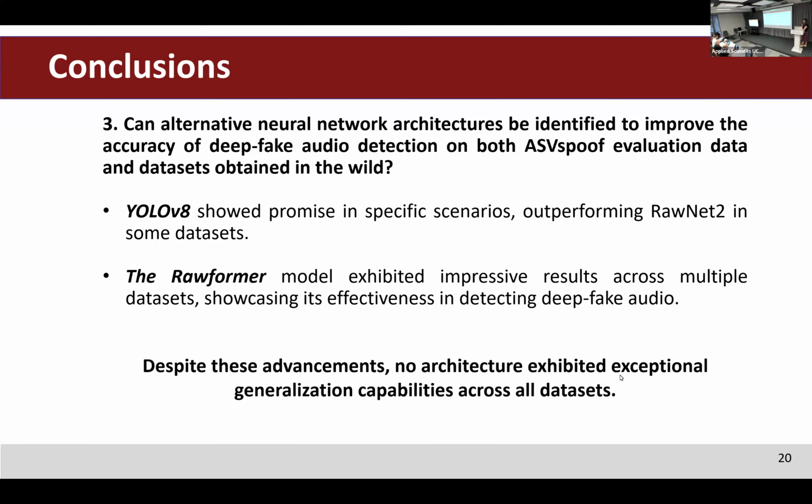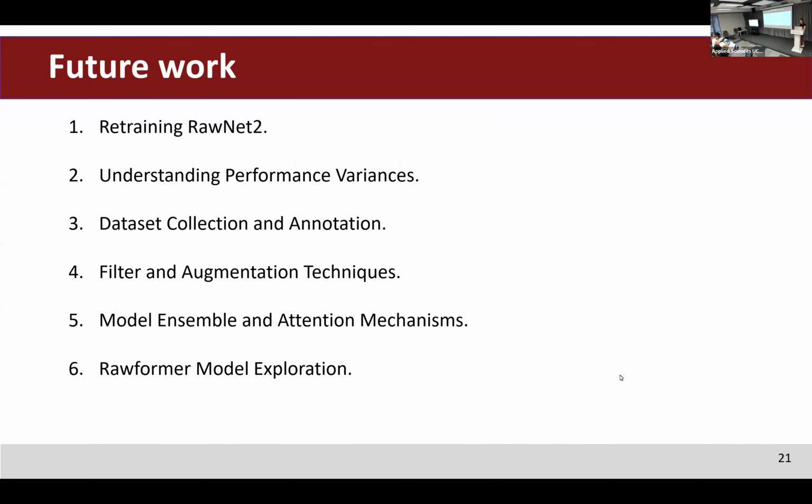Despite this, unfortunately, no architecture exhibited exceptional generalization capabilities across all datasets. Therefore, our future work will include, first, retraining RAVNet2 with new data to enhance its generalization performance in diverse and uncontrolled scenarios. Second, conducting additional research to understand factors contributing to varying performance across datasets, such as background noise, audio quality, and diversity of spoofing techniques.